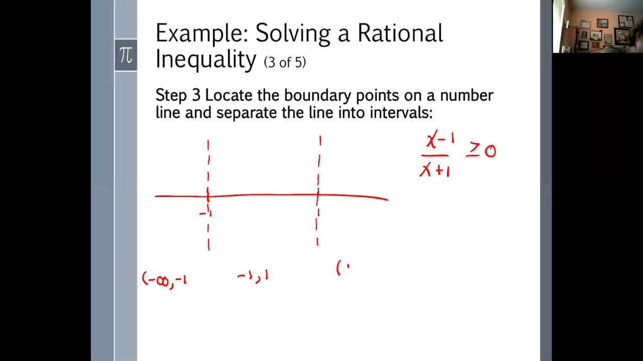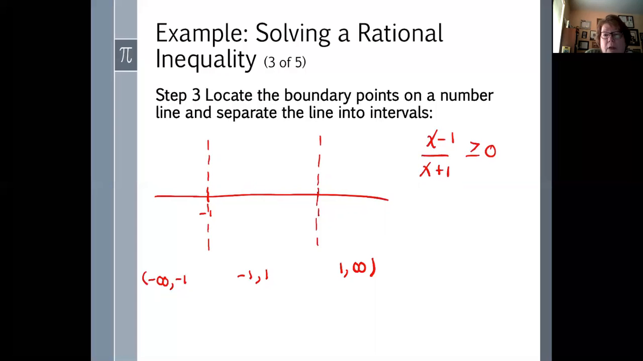I honestly did not want to put that negative. Let me get my eraser here. Listen to me mumble. All right, so the last interval is going to be from 1 to infinity. So now let's talk about brackets or parentheses.